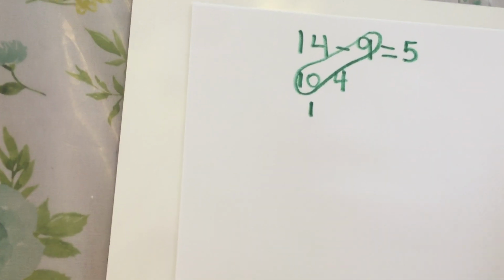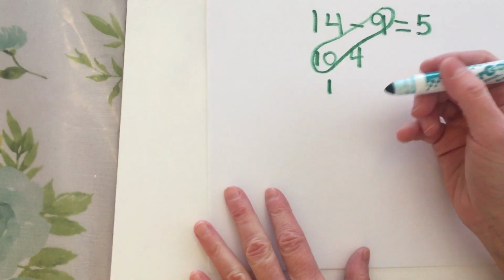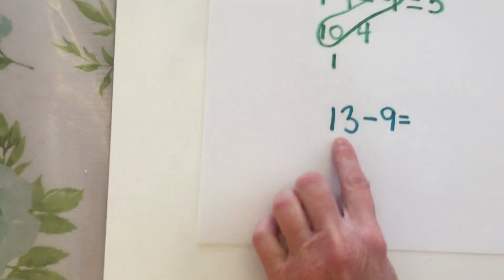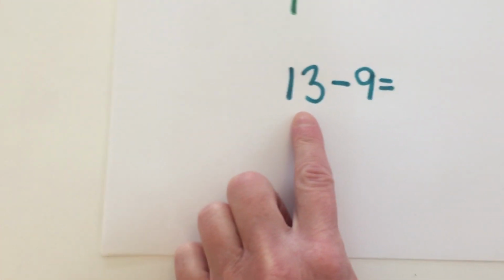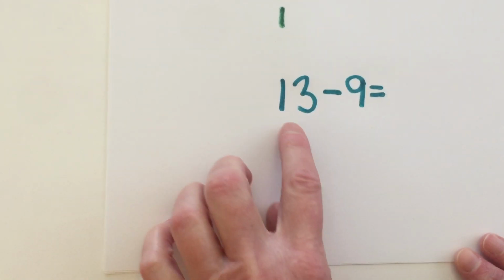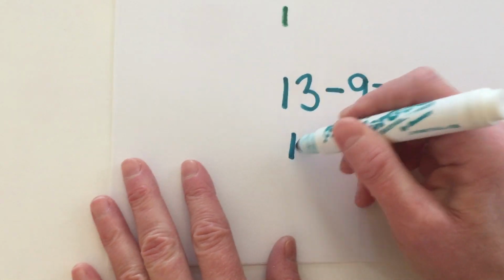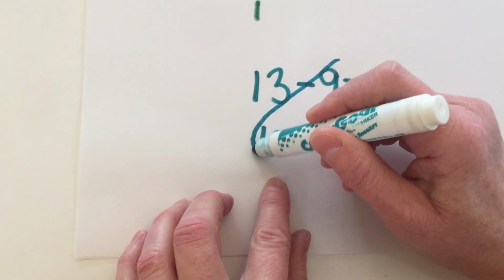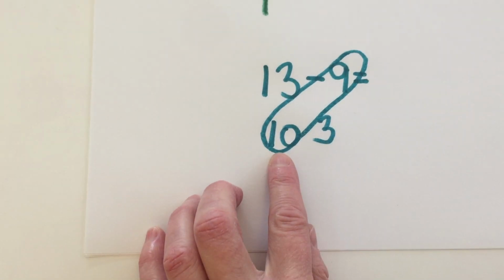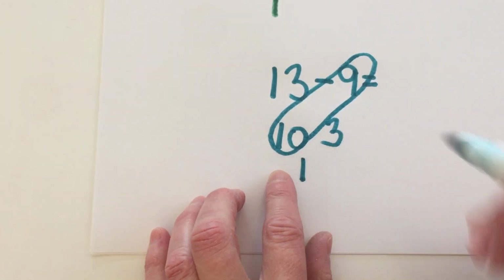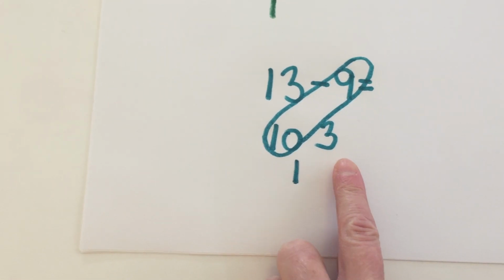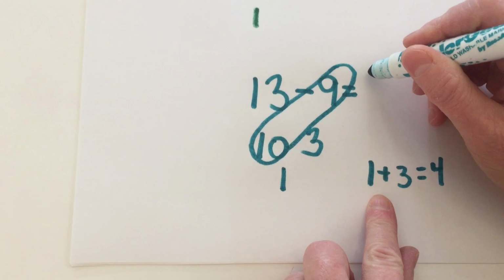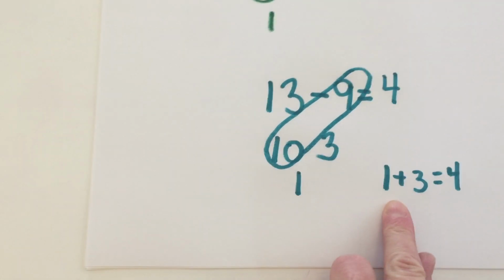Let's try one more. If I have 13 minus 9, we're going to decompose, meaning take this number apart and make it into a number bond. So 13, remember that little 10 is hidden in there, is a 10 and a 3. That's our number bond. And we're just going to circle again because we're going to take that 9 out of the 10. And when we do that, there's going to be 1 left over, and we already had 3 left over. So 1 plus 3 equals 4. So our difference will be 4.